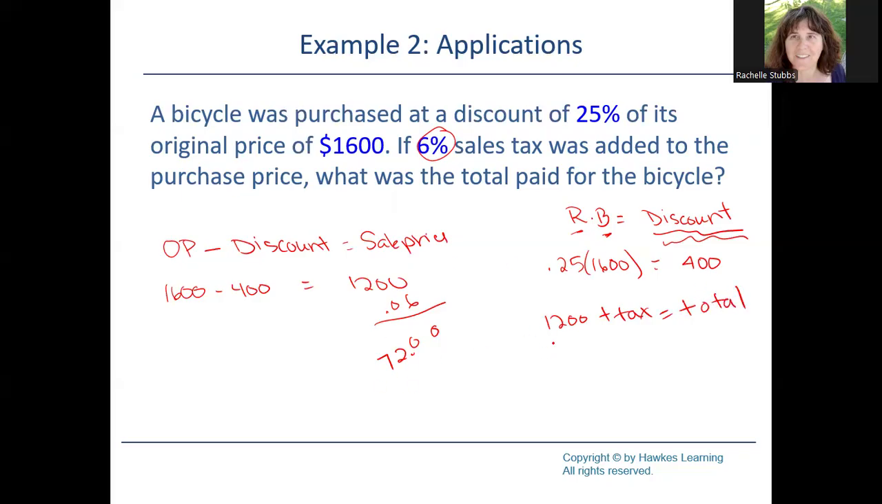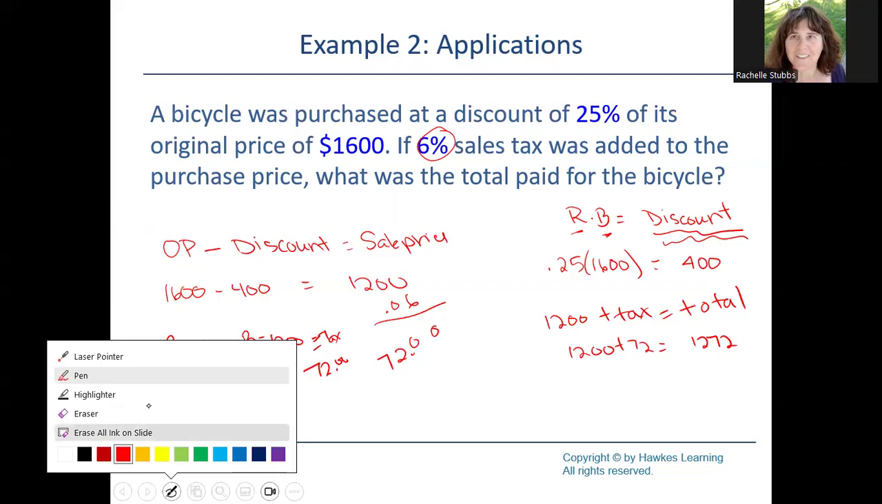So in this case, our rate was 0.06, our base was 1,200, and our tax equals $72, right? So 1,200 plus 72 equals 1,272. And that's how that one would go. They're going to show you a different way that you can do it too. It's kind of a step saver in a way, and we'll look at that.